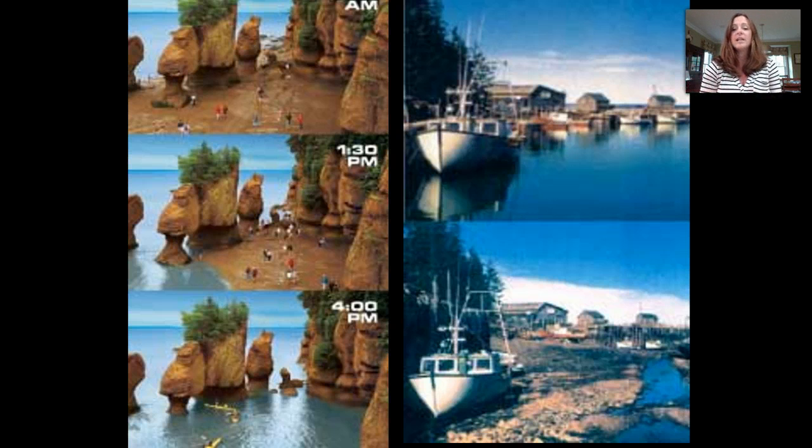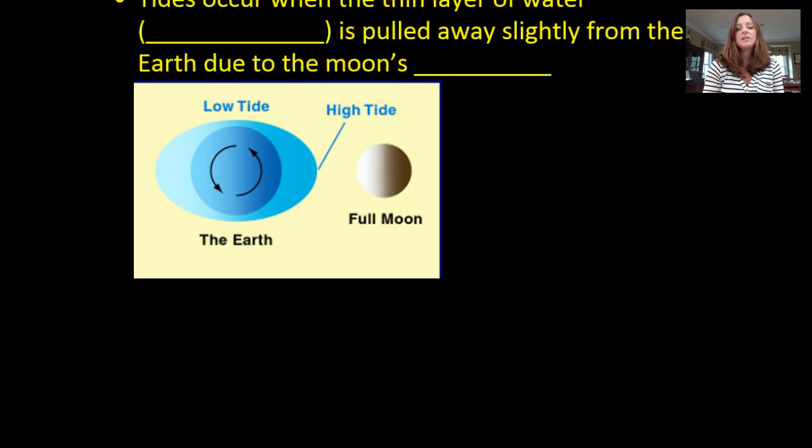Now you see on the right, they have the picture of the higher tide at the top and the low tide at the bottom. Again, that high tide brings the boat up and allows it to sit on the water just perfectly fine. But in low tide, that boat gets beached. So let's talk about this.